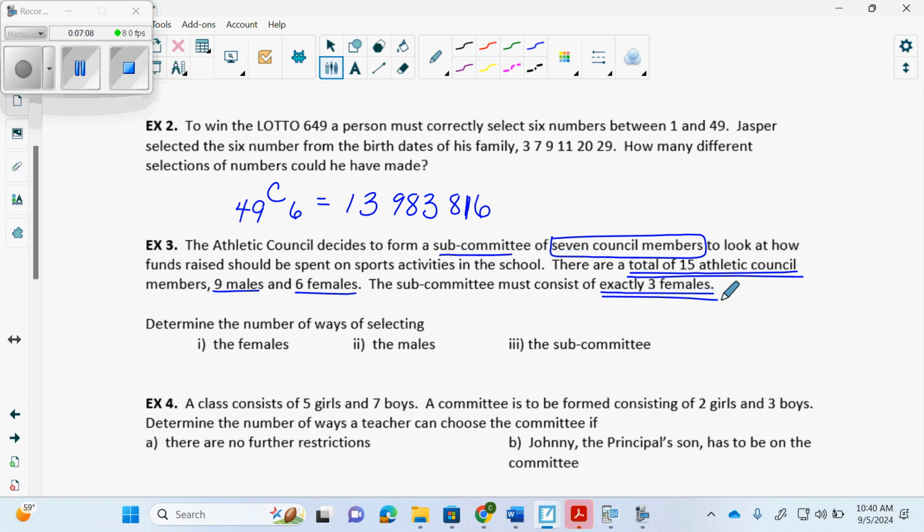So let's pay attention here. I need 7 council members. It says exactly 3 females. So that's cool. I need 3 females. What does that indirectly tell me? I need 7 council members. So what do I need? 3 females and 4 males.